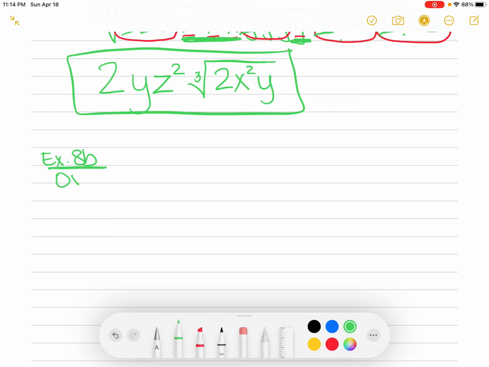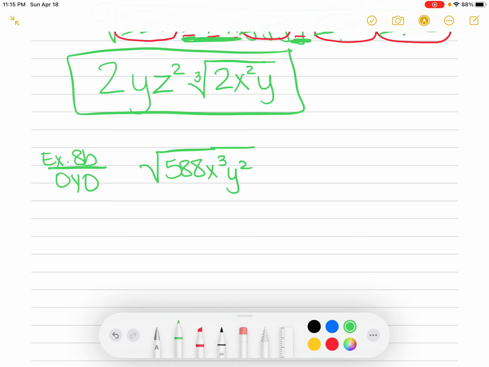Okay, so this one's on your own. That's what OYO means. And this one's going to be the square root of 588x cubed y squared. So do that one on your own and then come back to the video.